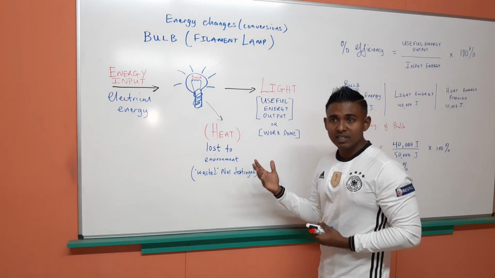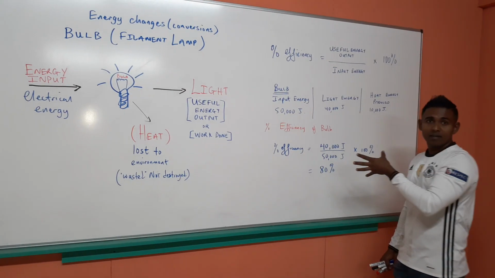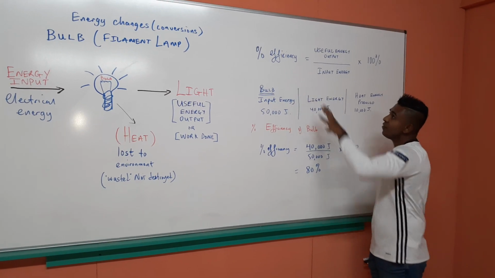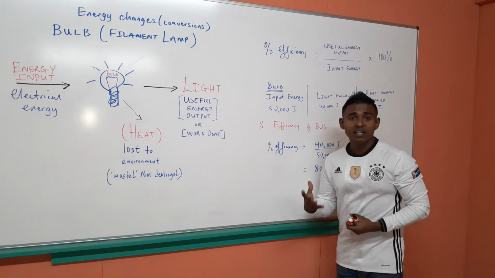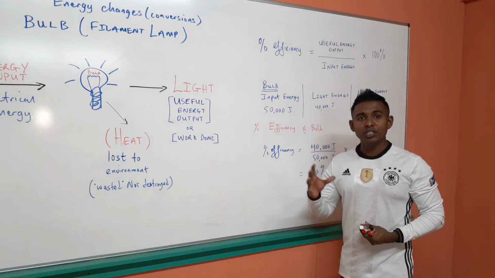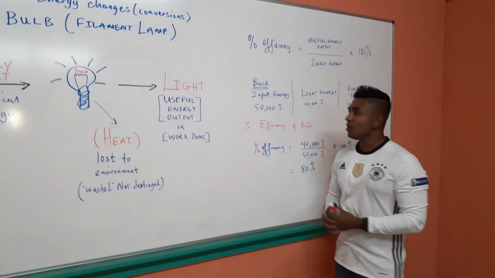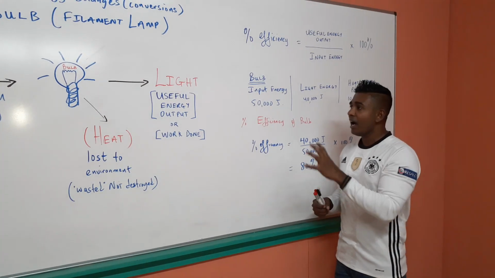And that, of course, brings us to this formula here, the percentage efficiency formula. So we can calculate, in theory, the efficiency of any machine, right? And in this case, the percentage efficiency. So I'm going to use the bulb again as this example.